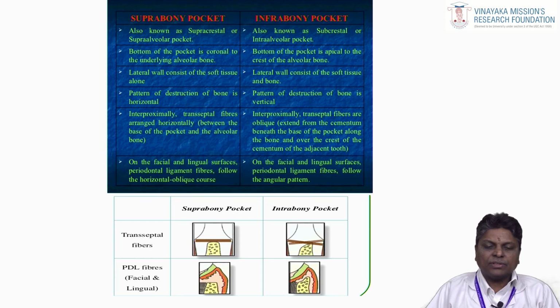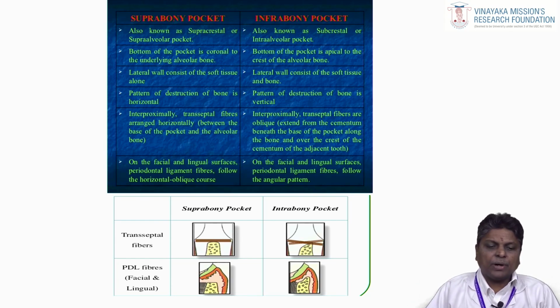The lateral wall consists of soft tissue alone. The pocket has two walls: one is the base of the pocket, another is the lateral wall of the pocket. These two things are very important in deciding the progression of the periodontal pocket. In the suprabony pocket, the lateral wall consists of soft tissue alone, but in the infrabony pocket, because the base of the pocket is below the level of the crest of the alveolar bone, crest meaning the peak of the alveolar bone, the lateral wall will consist of soft tissue and the angular defect of the alveolar bone. So this should be taken into consideration.